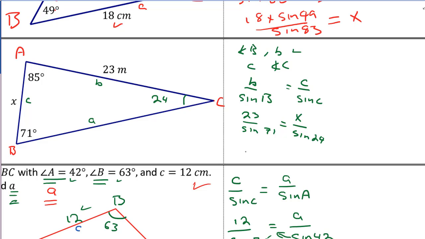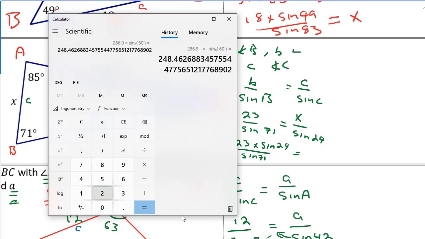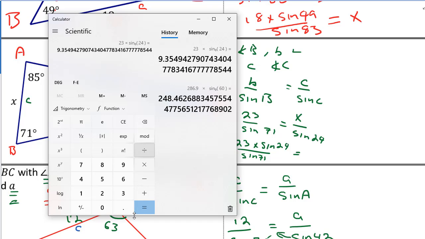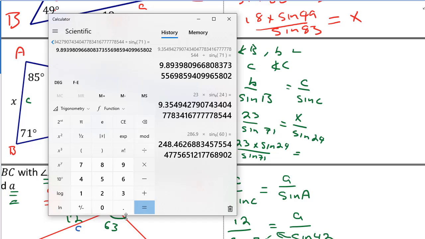Now I'm going to cross multiply, so I'm going to get 23 times the sine of 24 over sine of 71. Let's pull up our calculator, and we're going to type in 23 times sine 24, hit equals to figure out what the numerator is. Now we're going to divide by the denominator, which is sine of 71, and then equals. And that means that x is equal to 9.893. If we round that off to one decimal place, it's going to be 9.9.